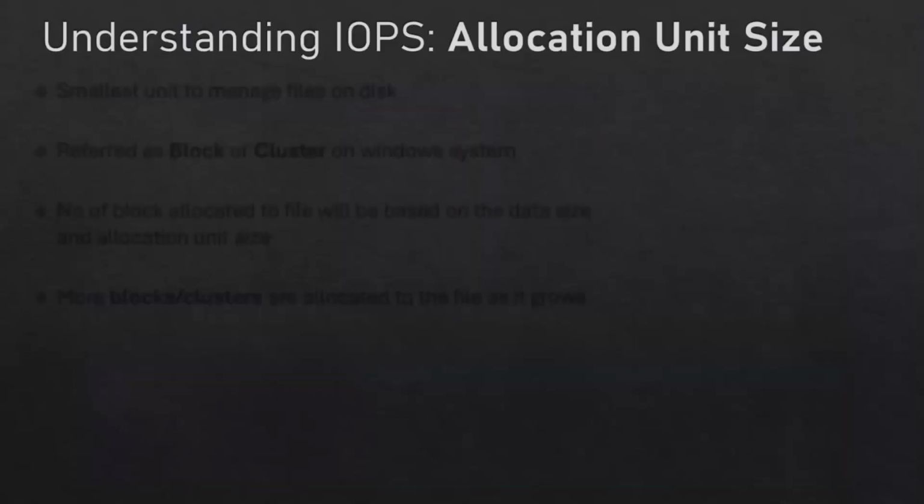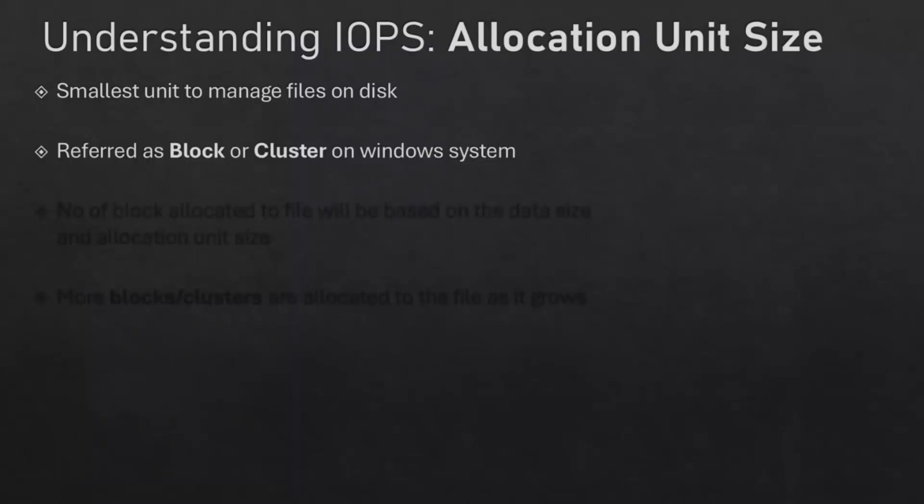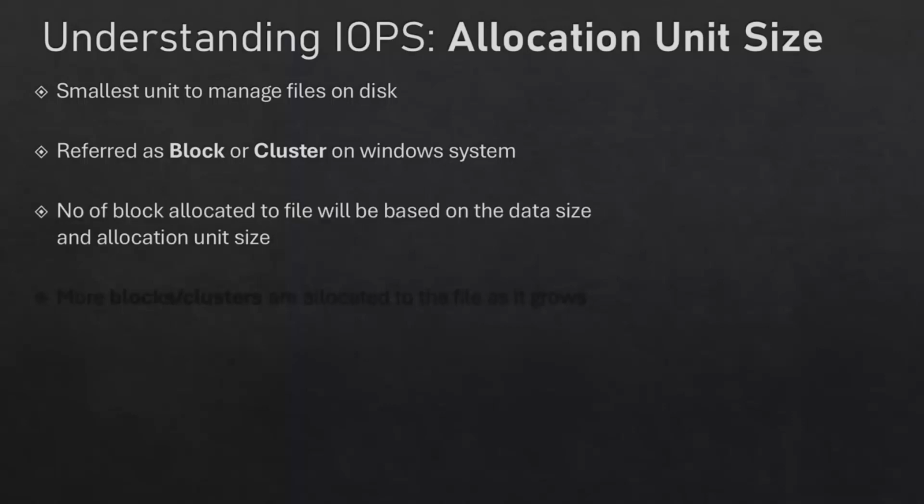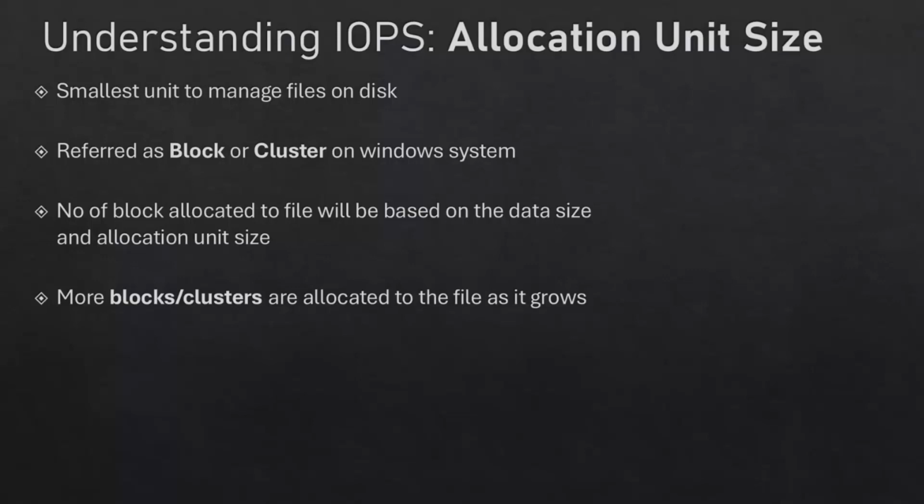Now let us try to understand different units. The allocation unit is the smallest unit that is used to manage disk. When we say it's the smallest unit, actually it is the maximum size of data that can be read or written on the disk in a single operation. This is also referred to as block or cluster on Windows. Whenever you create a file, a number of blocks get associated based on the allocation size. The more the file grows, the more blocks or clusters will be added to the file.